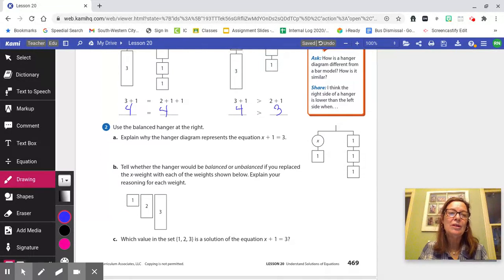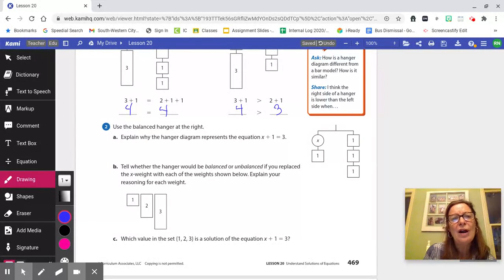Number 2, use the balanced hanger at the right. Explain why the hanger diagram represents the equation x plus 1 equal 3. Go ahead and write that down. How does that show that it's equal?